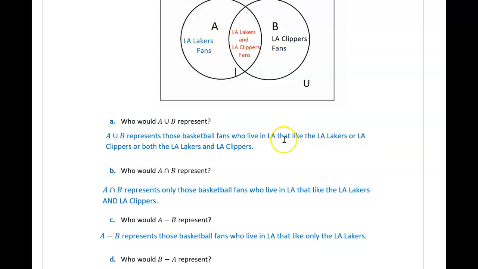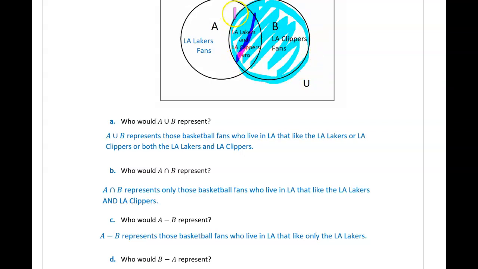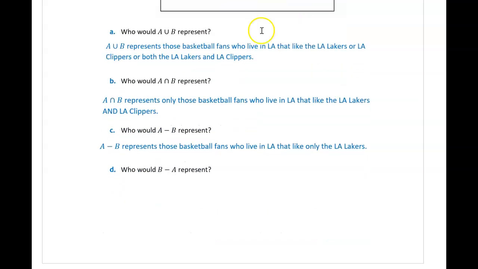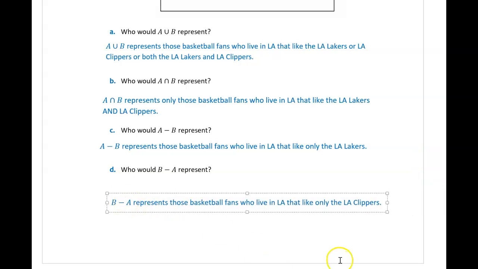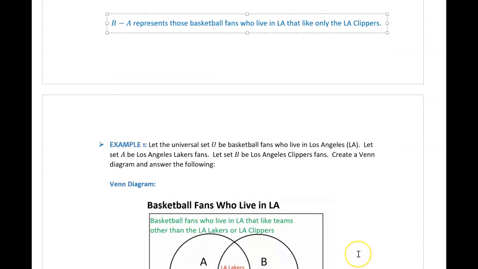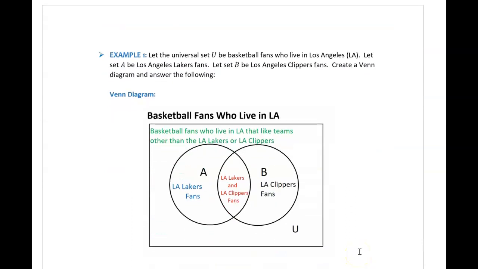Who would B not A represent? Very similar. We have everyone in set B, that's what's shaded, but not in set A. So we're left with those basketball fans that like only the LA Clippers. I continue the problem on the next page.